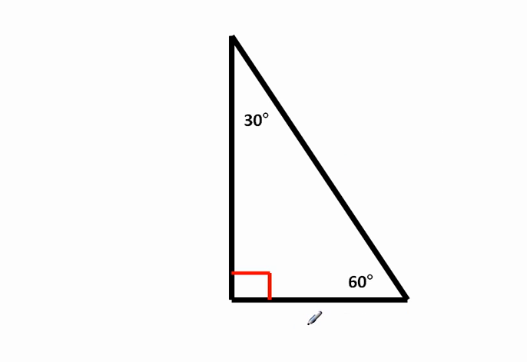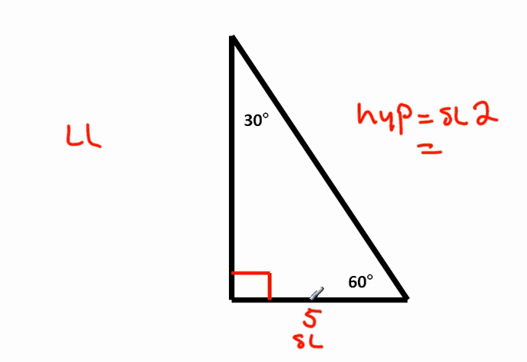If I know that this side over here is 5, and I want to find the hypotenuse, and I want to find the long leg. So I know the hypotenuse is going to be the short leg times 2. And in this case, we know that this has to be the short leg because it's opposite the 30-degree angle, the smallest leg. So this is going to be 5 times 2, and 5 times 2 is 10. So I know this hypotenuse is 10.